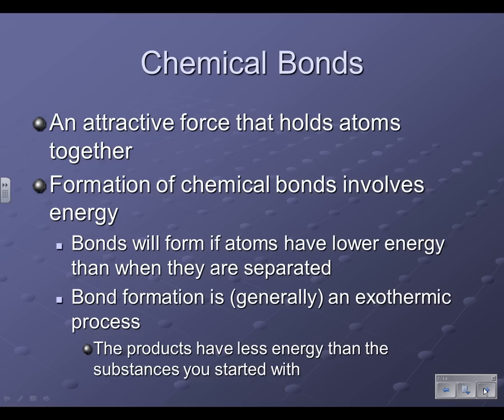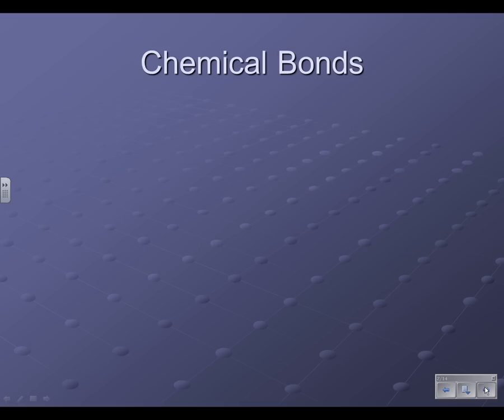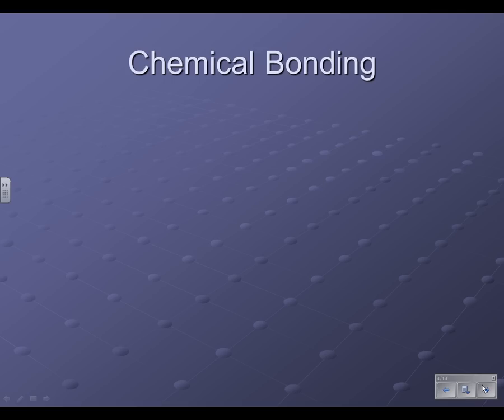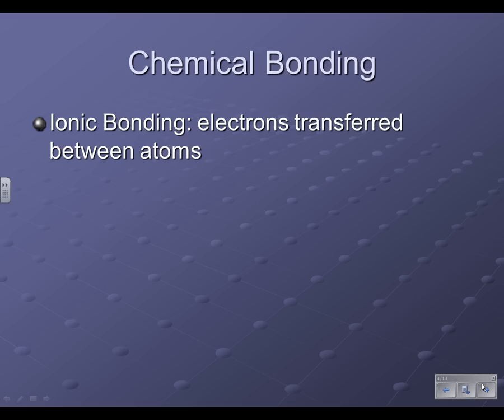And finally, chemical bonding, whether we talk about ionic or covalent, deals with valence electrons, electrons in the highest energy level. That's still the case with covalent bonds, just like it was with ionic bonds. But what happens with those valence electrons is how we differentiate ionic bonding and covalent bonding. So, ionic bonding deals with electrons being transferred between atoms.